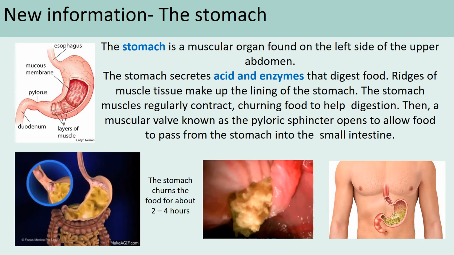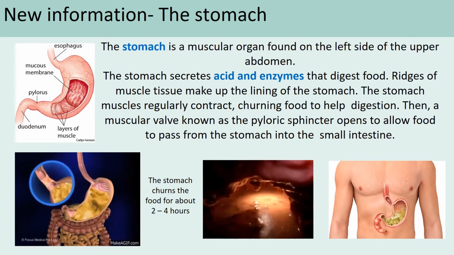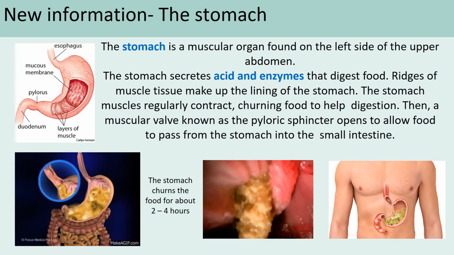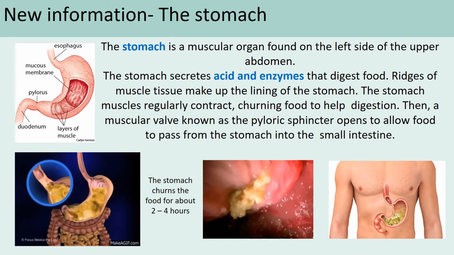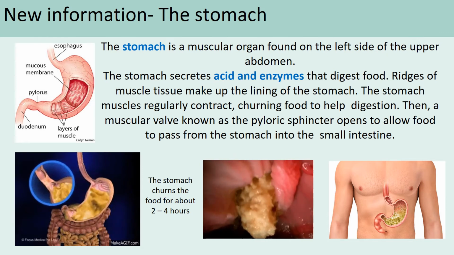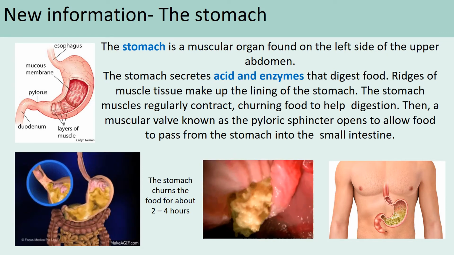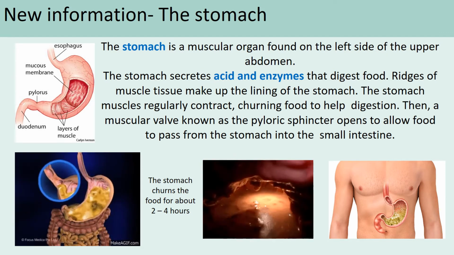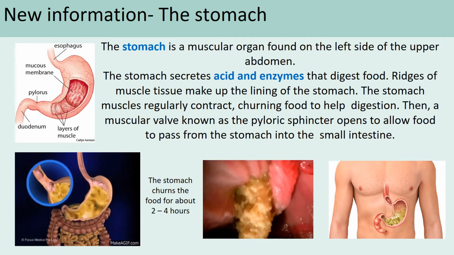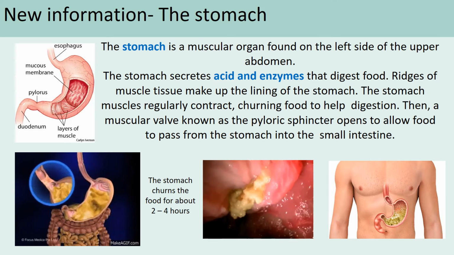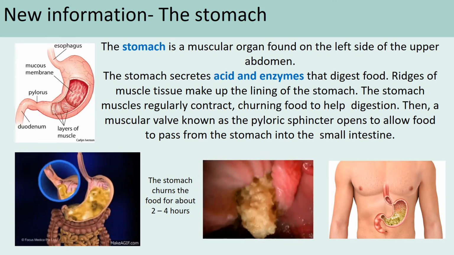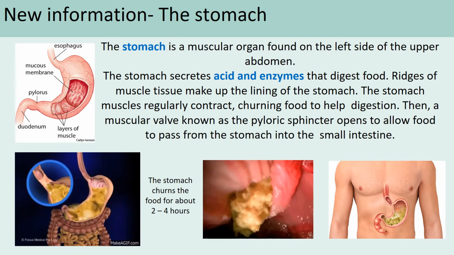And then you've got a valve known as a pyloric sphincter. You don't need to know that term. It opens to allow the food to pass into the small intestine. So you can see from the animations on the bottom left-hand side, we've got the churning action of the stomach, where you've got the acid being added into it, and then the contractions of the stomach to mix up with the food.